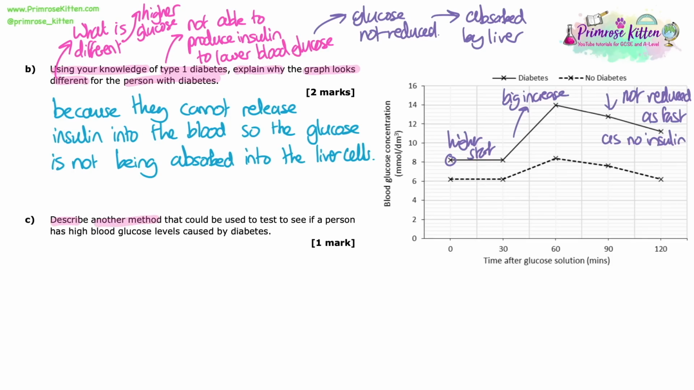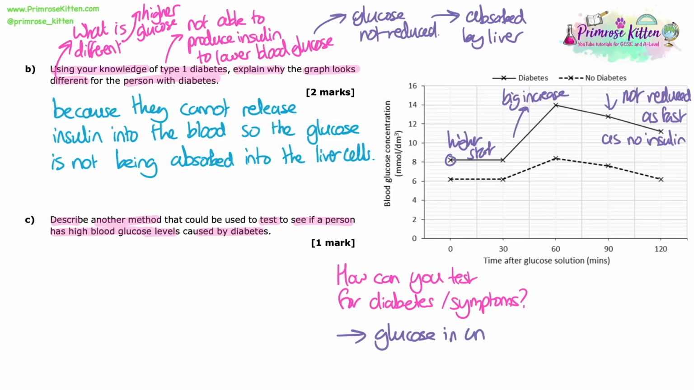Describe another method that could be used to test to see if a person has high blood glucose levels caused by diabetes. So other than measuring their blood glucose levels, how could you test for diabetes? What are the symptoms of diabetes? Hopefully you remember that one of the tests for diabetes is that there is glucose present in your urine when there shouldn't be. It's only if your body has excess glucose that it will get rid of it in urine. So that's why it's a symptom or a sign of diabetes. So we're just going to say testing urine for glucose.